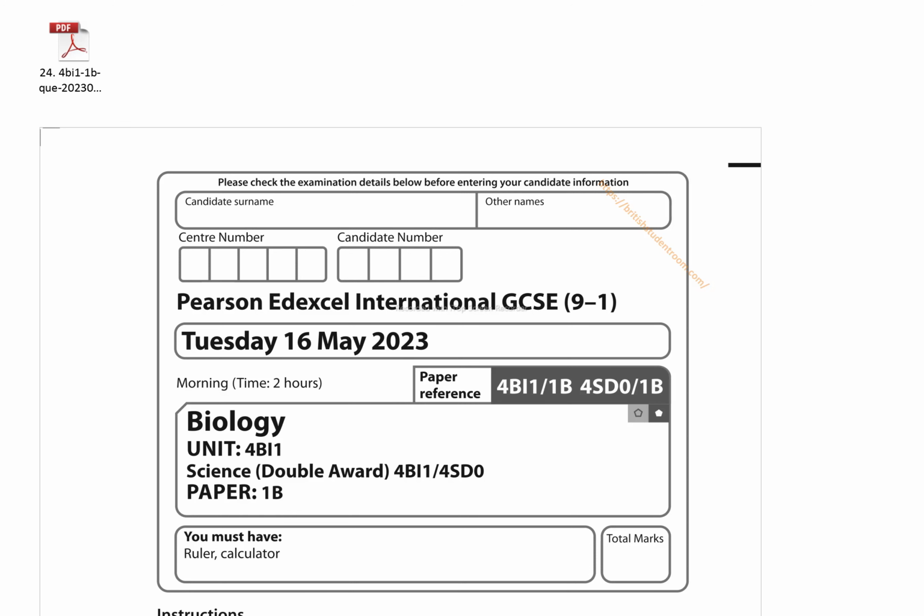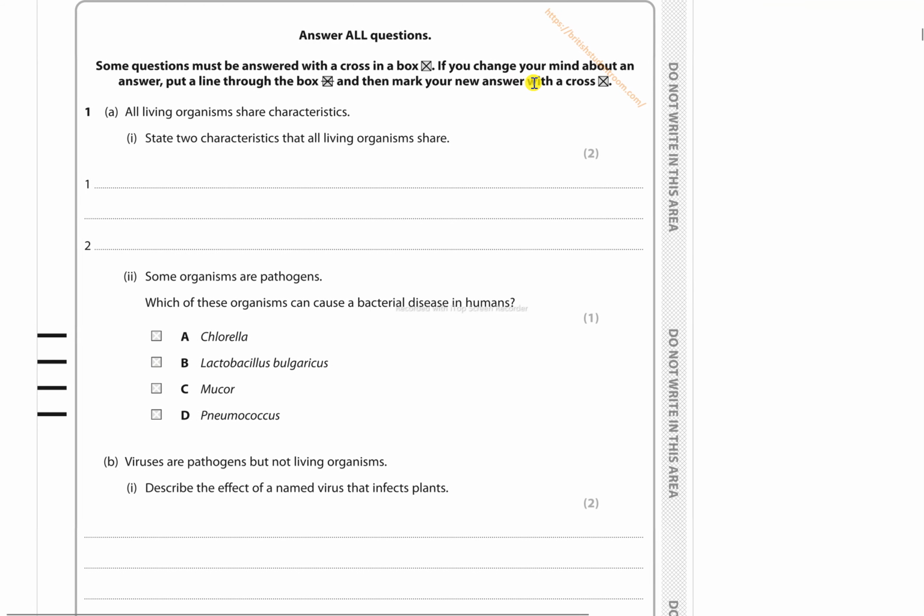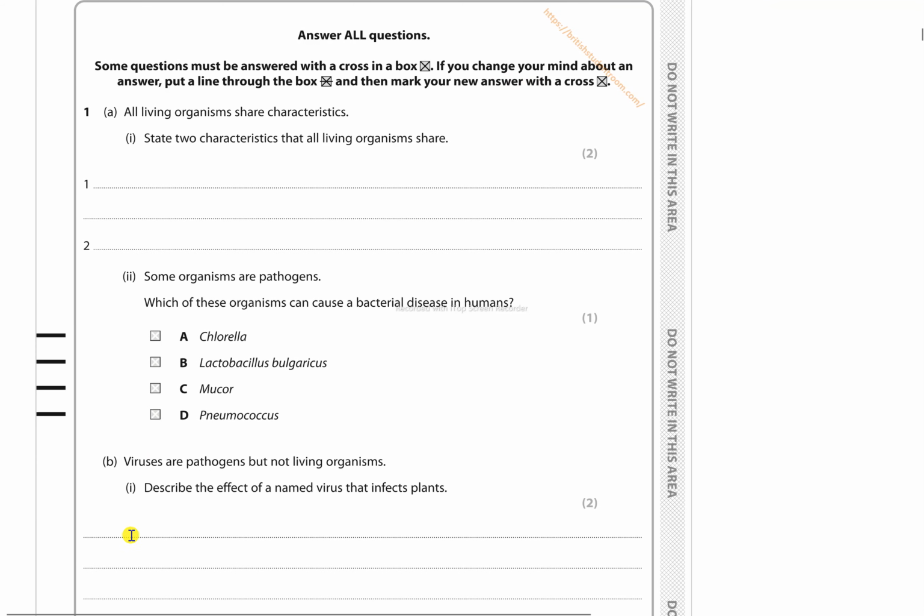Right, we're gonna attempt this après. All living organisms share the characteristics. Right, let's try to do it this way. Are we happy with that? Yes, we are.